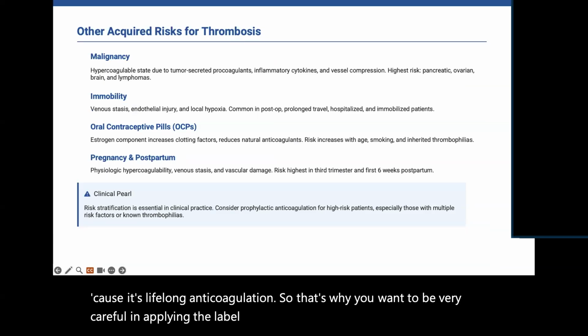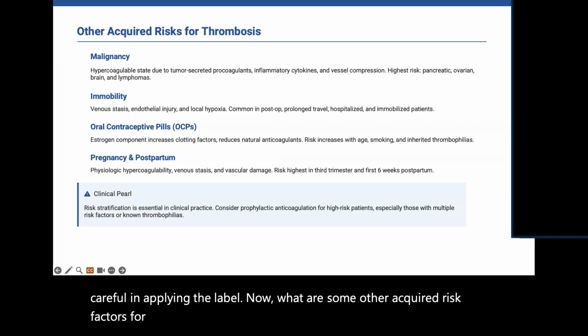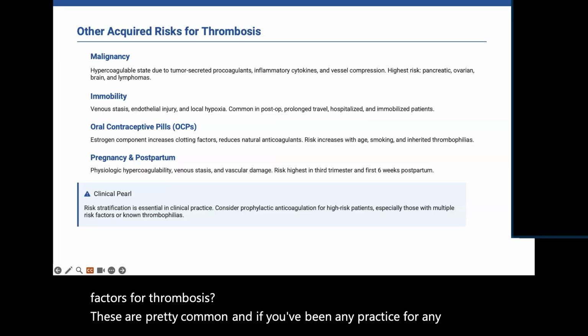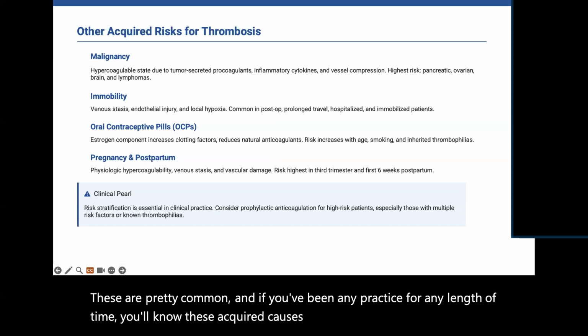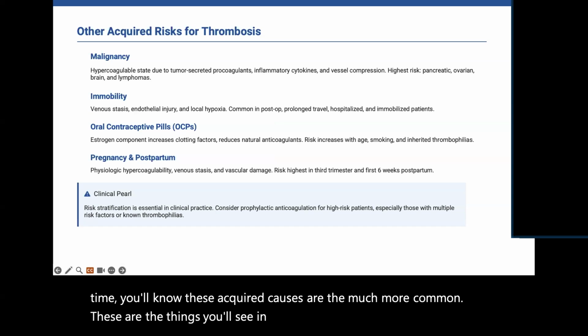Now, what are some other acquired risk factors for thrombosis? Well, these are pretty common, and if you've been in any practice for any length of time, you'll know this. These acquired causes are the much more common. These are the things you'll see in daily practice. But malignancy.